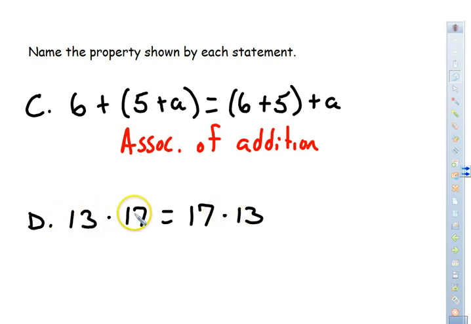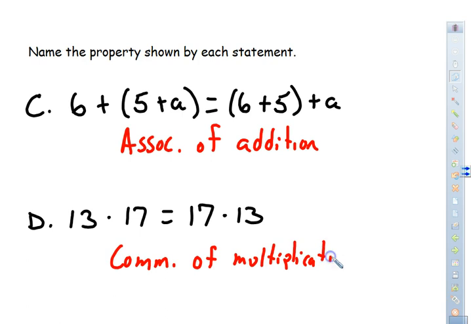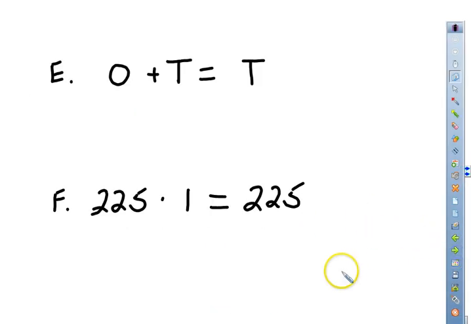Letter D, this is out of order. It is the same numbers but different order. Therefore, it is commutative property, and is commutative property of, since these are multiplication, multiplication. A lot of times you can abbreviate that. I have no problem with you abbreviating these as well. Okay, so again, take note of that, and we can discuss further tomorrow.